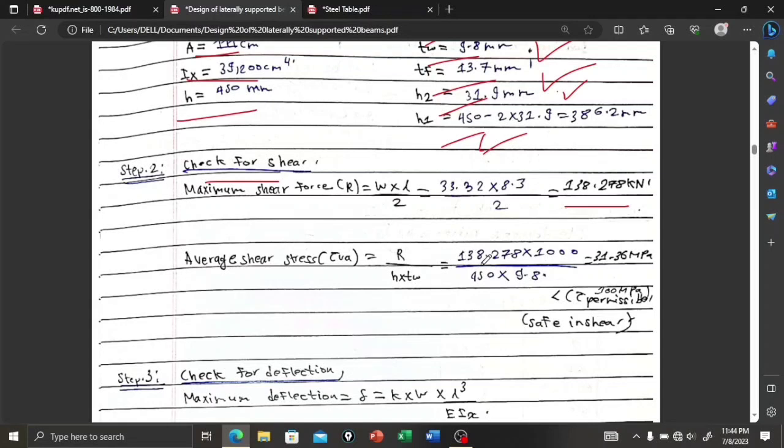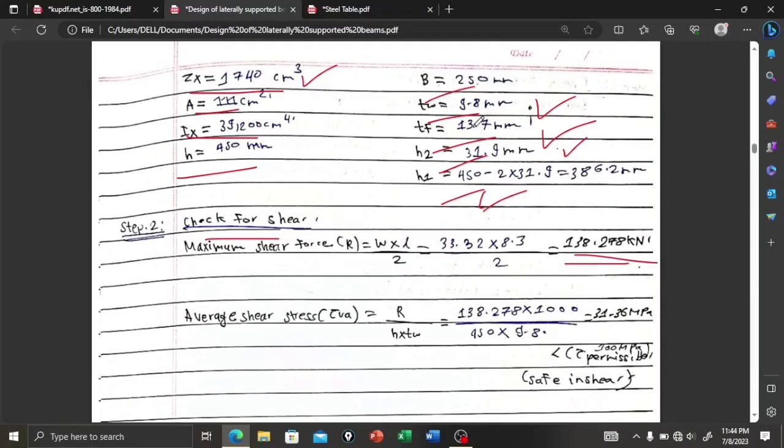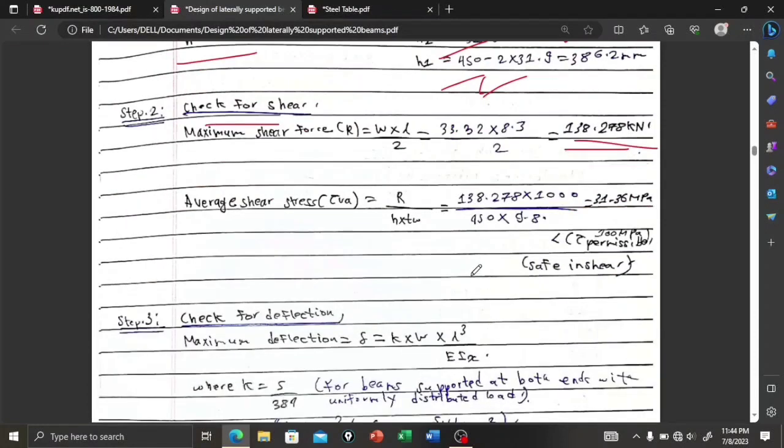Average shear stress is R by h into T W. So R is 138.278 in Newton, multiplied by 1000. h is 450 and T W is 9.8. So tau va is 31.36 megapascal. So it is less than 100. The maximum permissible is 0.4 times 250, which is 100. So it is safe in shear.